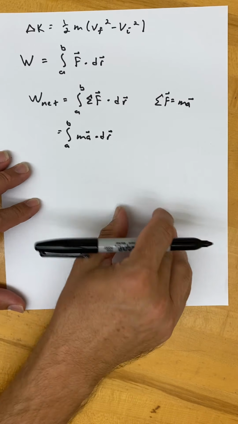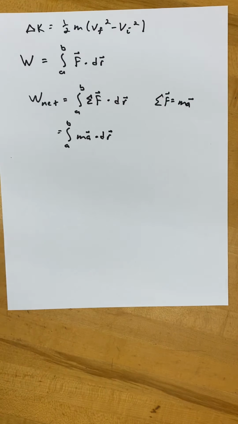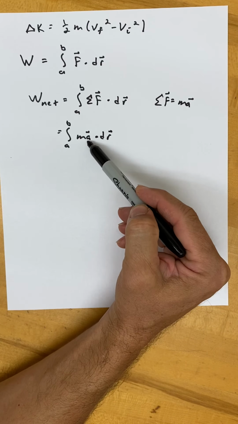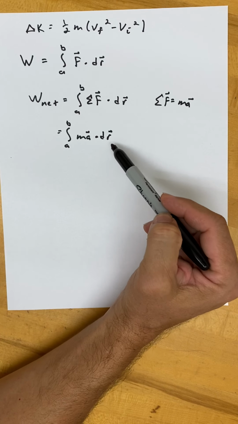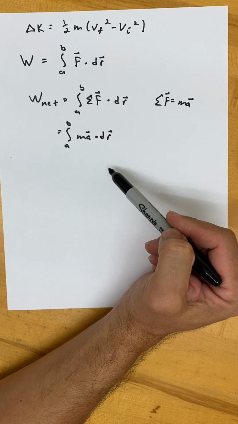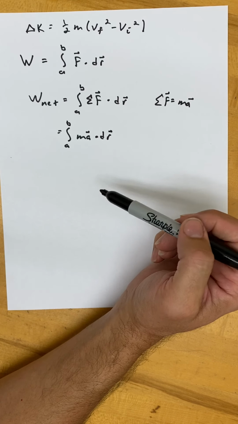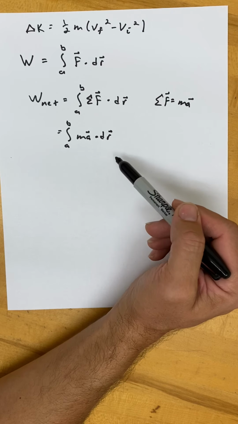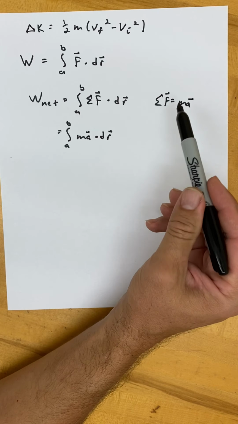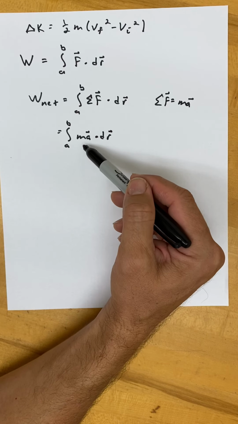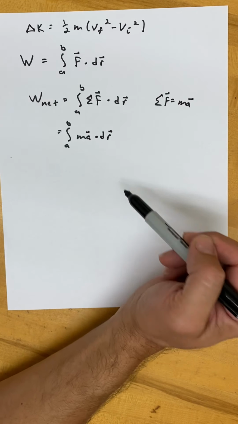Now, I am furthermore going to make the assumption that this acceleration is in the same direction as this displacement. Does it have to be? Absolutely not. There are plenty of physical systems in which the acceleration is not collinear with the displacement. We're going to look at uniform circular motion in a few chapters. That's definitely one of them. The acceleration is actually orthogonal to the displacement.